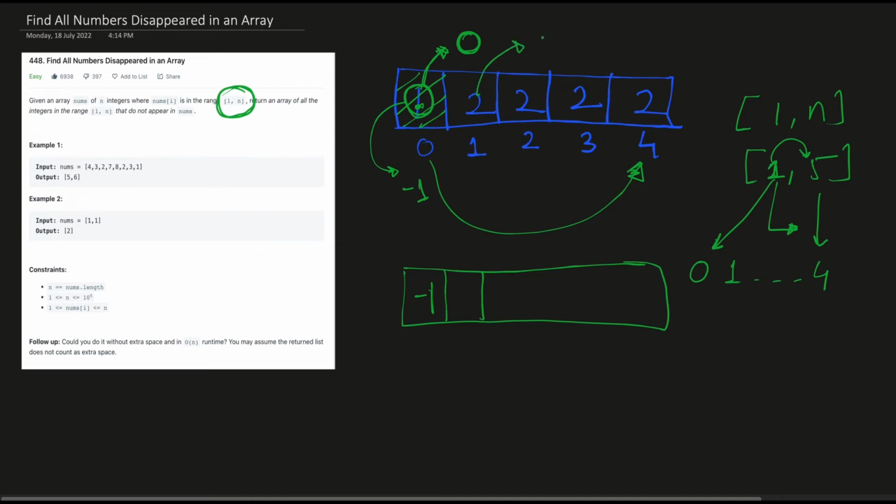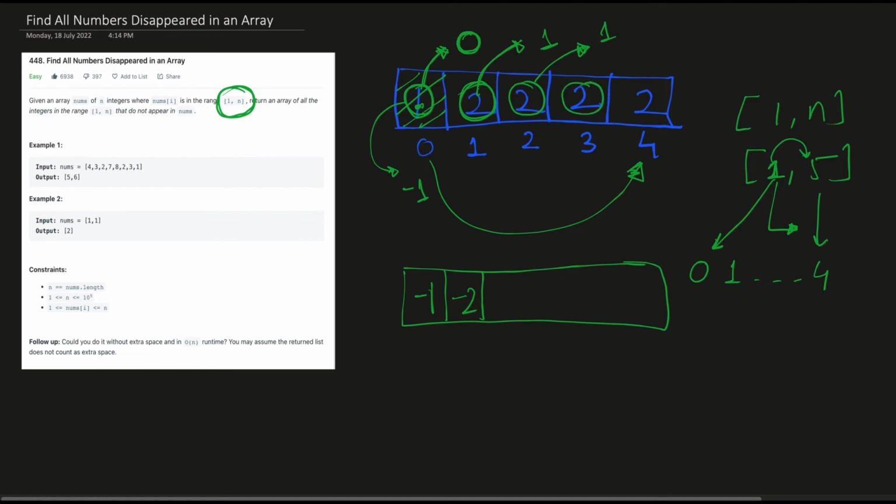Now 2 says his position is 1. We will mark the number at the position 1 as negative. So this will be a -2. Similarly, we will do for this also. But you see, his position is also 1 and 1 is already visited. So in that case, we don't have to do anything.